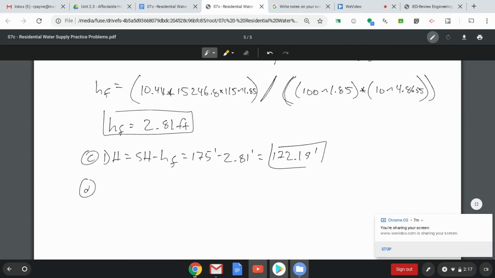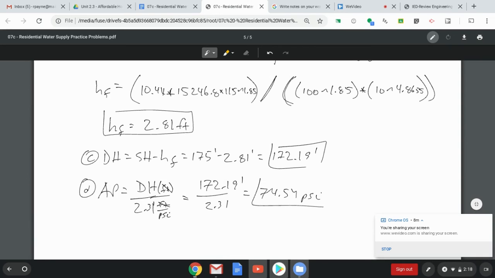And then finally, the actual pressure is equal to the dynamic head divided by 2.31, and that's feet per psi, because this is in feet. Feet divided by feet per psi moves psi to the numerator, and so you get 172.19 feet divided by 2.31, which gets you 74.54 psi, which is excellent pressure. It's exactly what you want if you're able to have that.